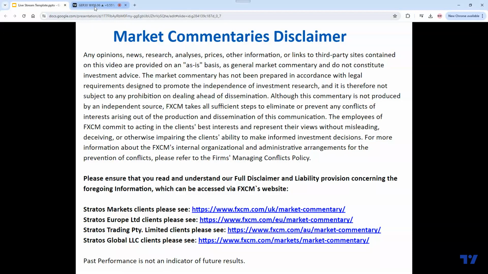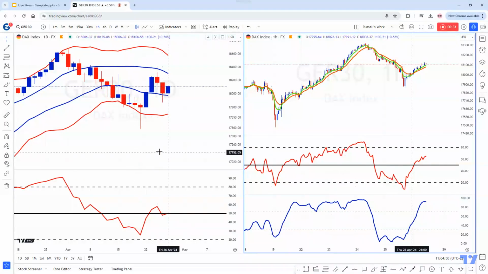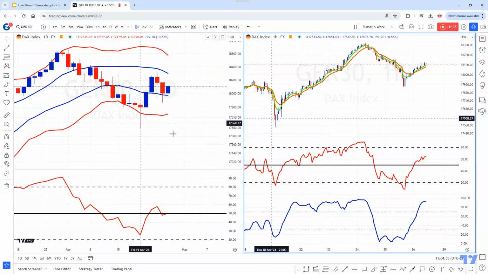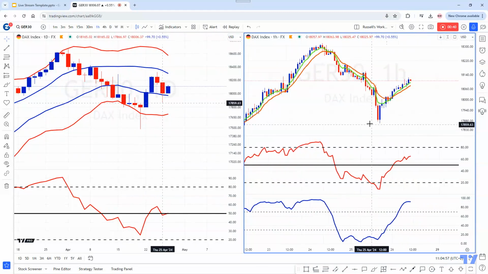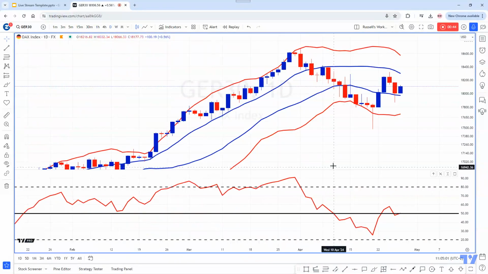Okay, let's just go through to the DAX charts. On the left, we've got the DAX daily chart, and on the right, we've got the DAX hourly chart. Let's just take a look at the daily chart.